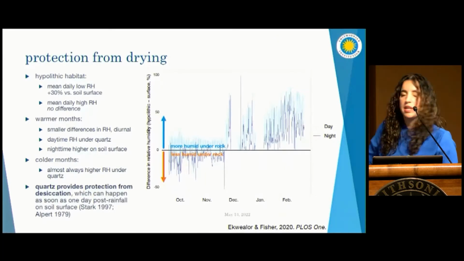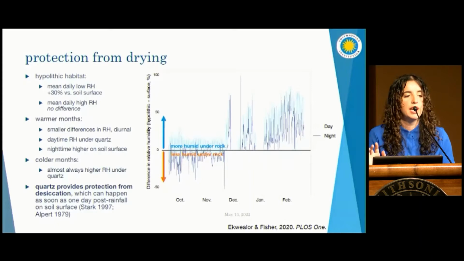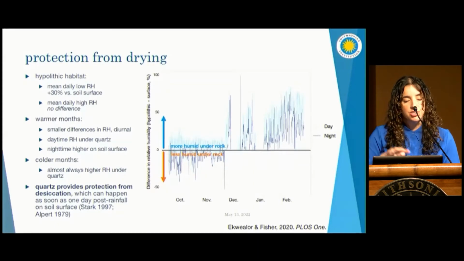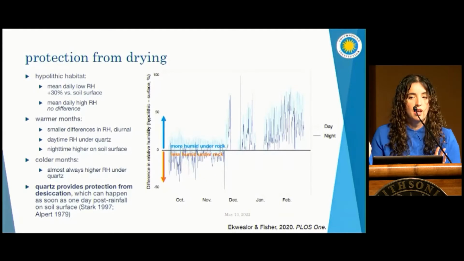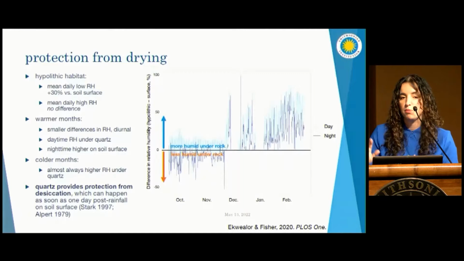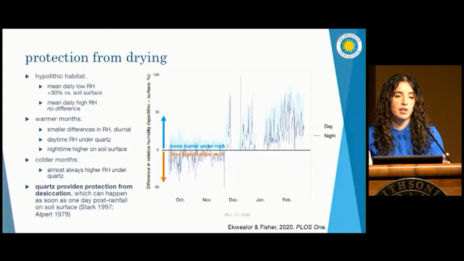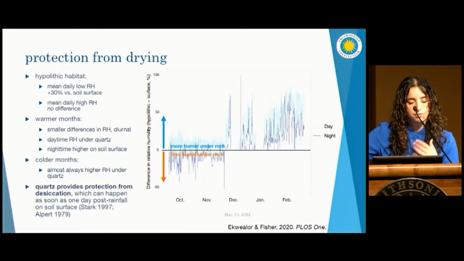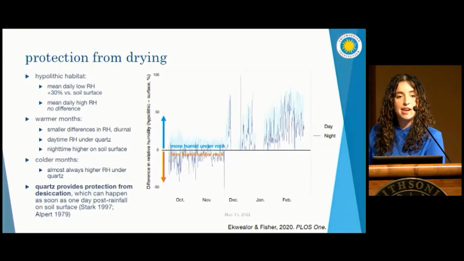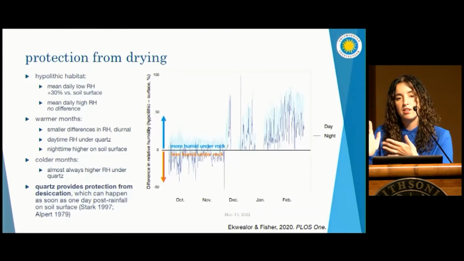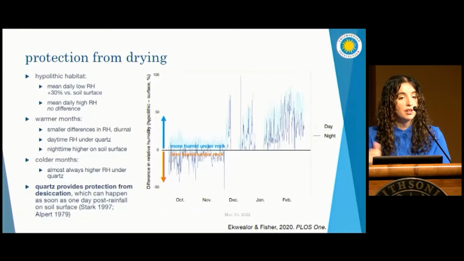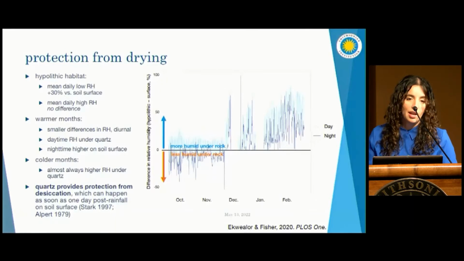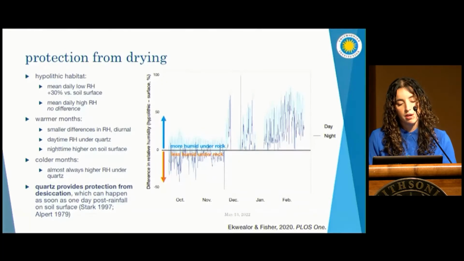And then in the colder months, we don't really see the day-night cycle at all anymore. It's just an almost constant benefit of being in the hypolith in terms of relative humidity. It's almost always more humid under the rock than on the soil surface. And again, these plants are desiccated for much of the summer, and their growing season is in the winter. So this is key. This is when they need that humidity to grow and to thrive. So the quartz is really providing a benefit here.